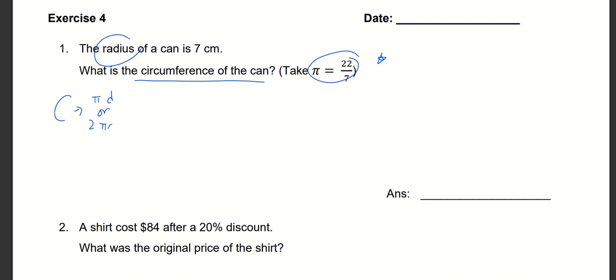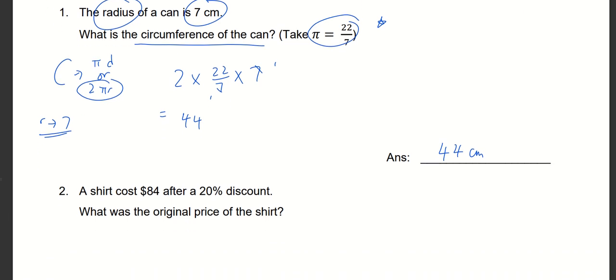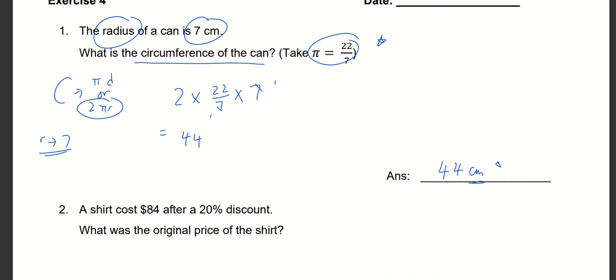In this case, we are given radius as 7. So if r is 7, we can use the formula 2 pi r. So in this case, we have the circumference of the can 2 times pi as 22/7 times r is 7. So I can simplify easily. Answer is 44 centimeter. Okay, so next one, don't forget the units here, very important.